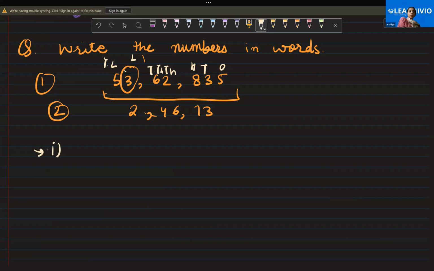So the first one is 53 lakhs, 62,835. Okay? All right, you can write it down with me. Don't write the second question first. Write this question, write the numbers in words, copy down the first question and write the answer with me.